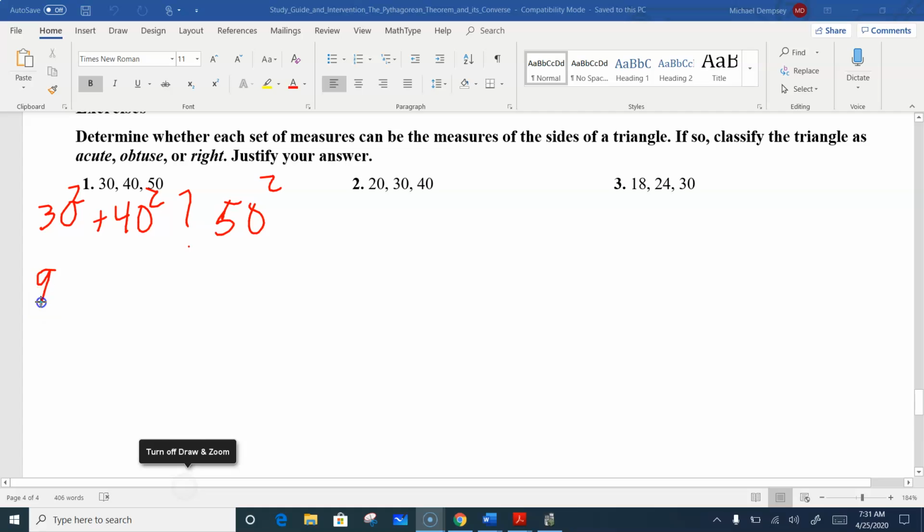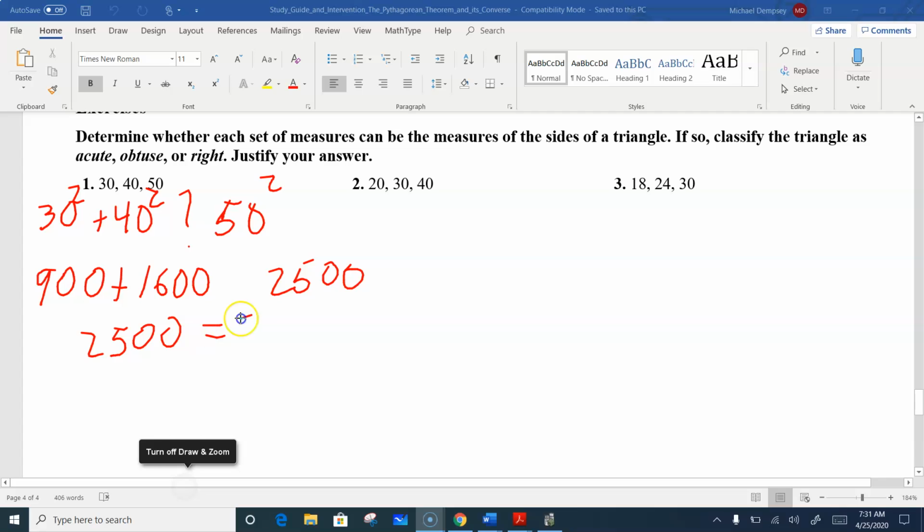So here I have 900 plus 1600, and then I'm going to compare that to 2500. And what do we notice? When I add these two together, indeed I get 2500. So I can go ahead now and tuck in my equal sign, and then I write my conclusion. What I have here is a right triangle.